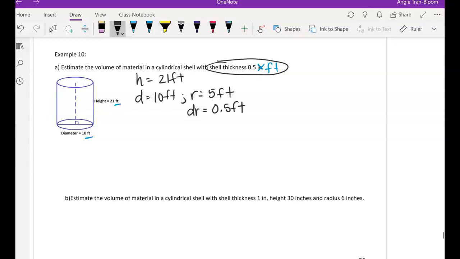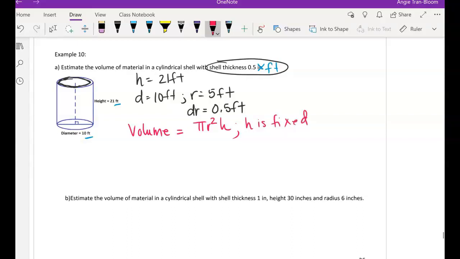So that's really the change in radius, 0.5 of a foot. What's happening is that the shell thickness is really what matters here. This is the shell, and that's going to be half of a foot, so that's the change in the derivative. Question A says, estimate the volume. What we want to do is write the volume formula down. Volume equals pi r squared times h. The height is fixed because it gave us the height of 21 feet.